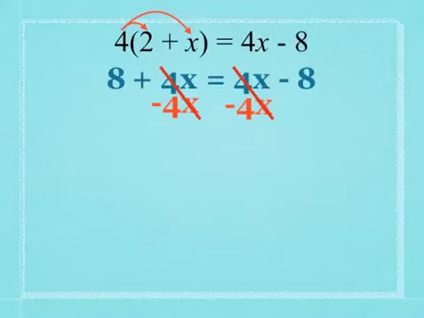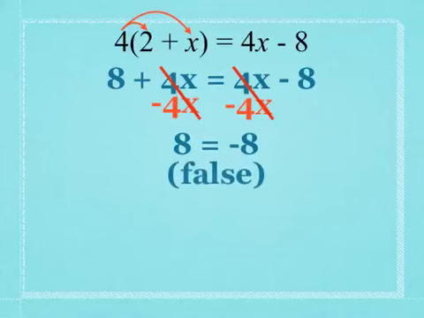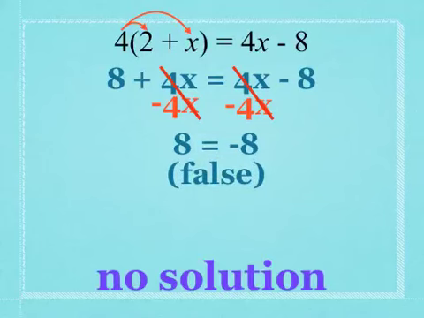When these cancel, I'm left with 8 equals negative 8. This statement is false. 8 does not equal negative 8. So my answer to this equation is that there is no solution.